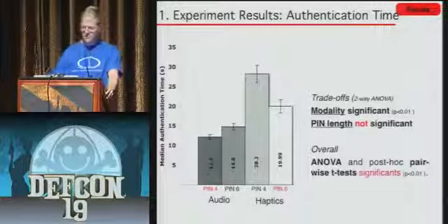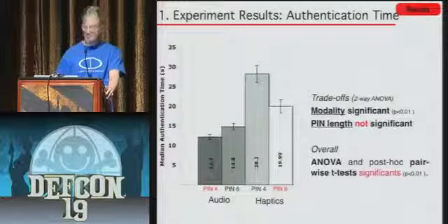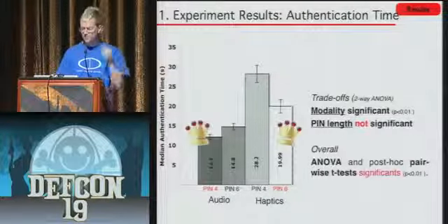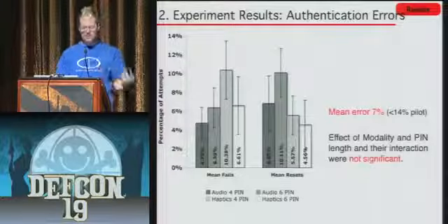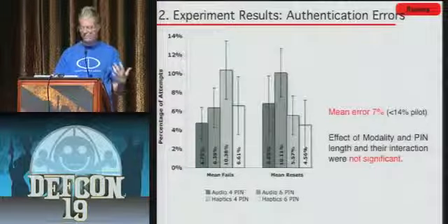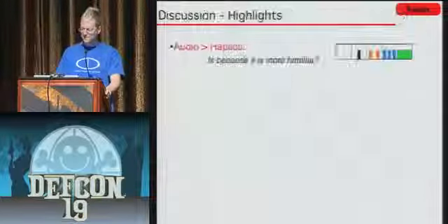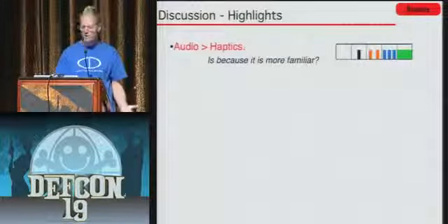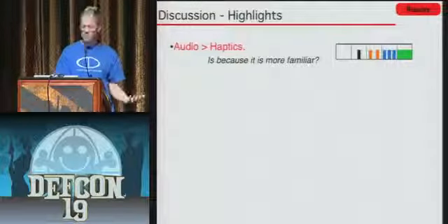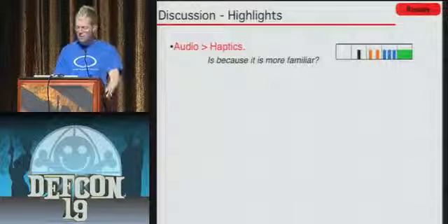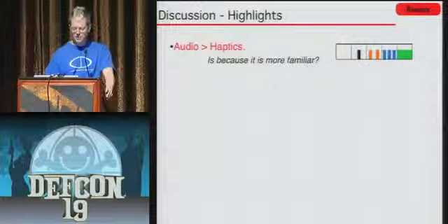So the results of that showed, first of all, audio is much quicker than haptics, regardless of pin length. And there's again a lot of variance in the error, such that we didn't get a statistically significant result from error rate. So overall, the audio was better than the haptics, perhaps because it's more familiar, but you have to use headphones to make it non-observable.